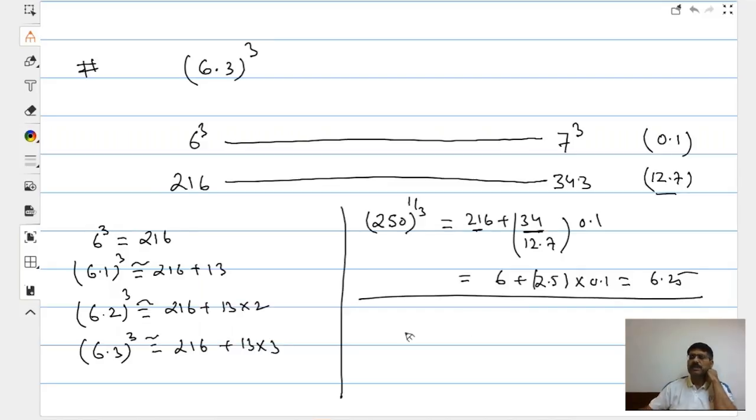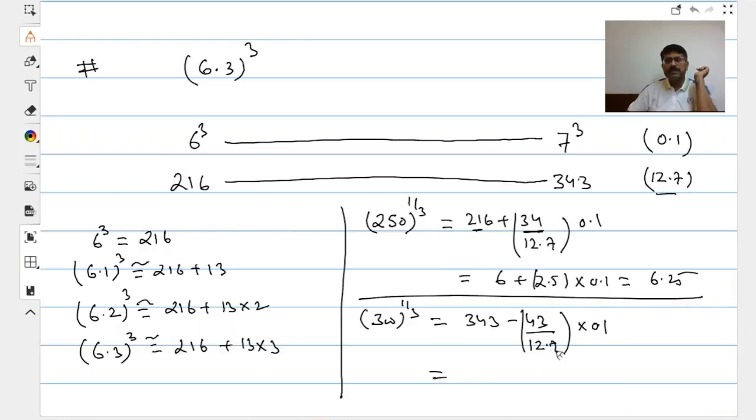6.25. Say I ask you to calculate 300 ka cube root. How do I do? 343. I can go from this side also. Minus 43 divided by 12.7. We are going to handle calculation based upon a cube and a cube root. So this is going to be a case into 0.1. Ashok, you made a sensible approximation. 339. Very good. Perfectly well.